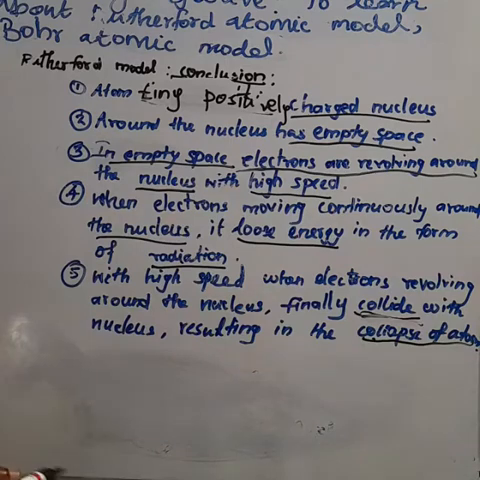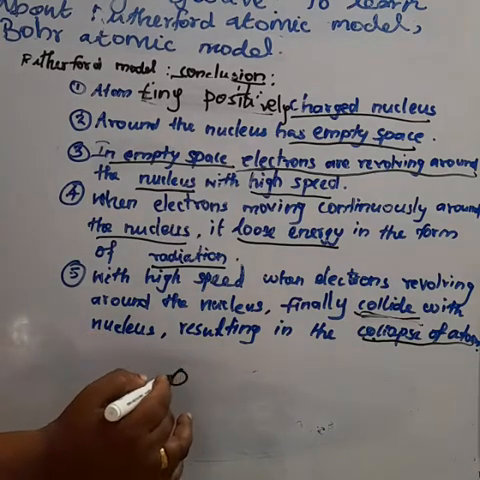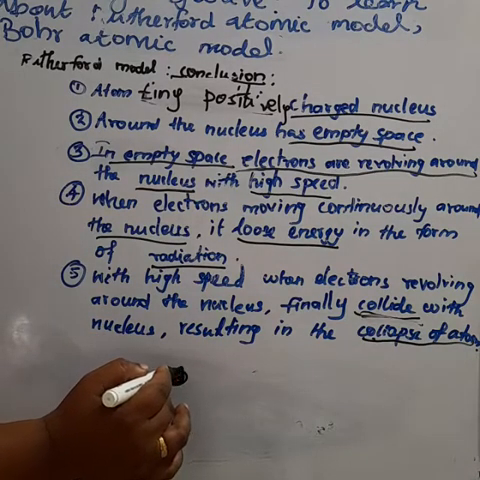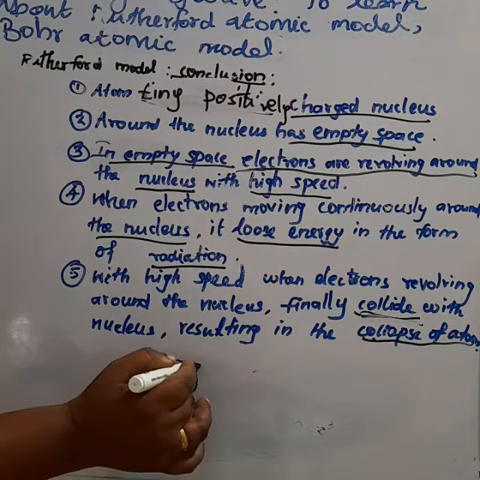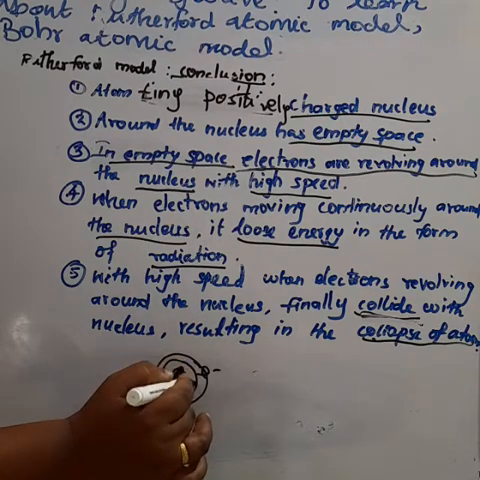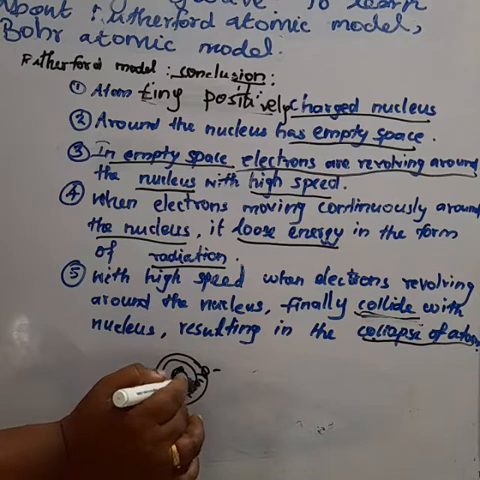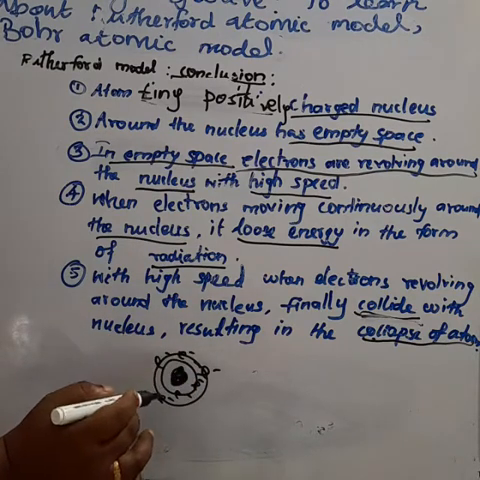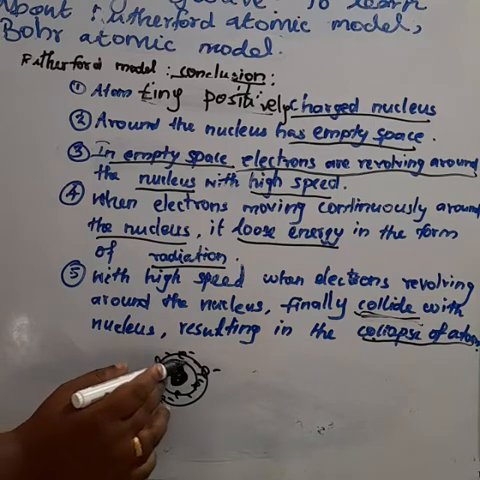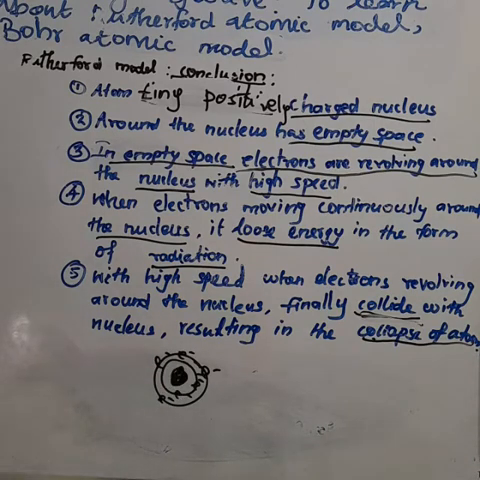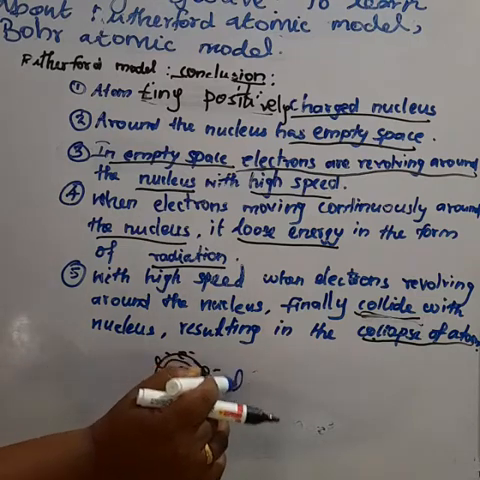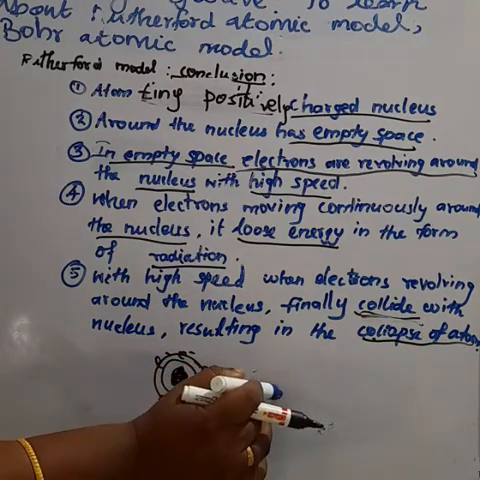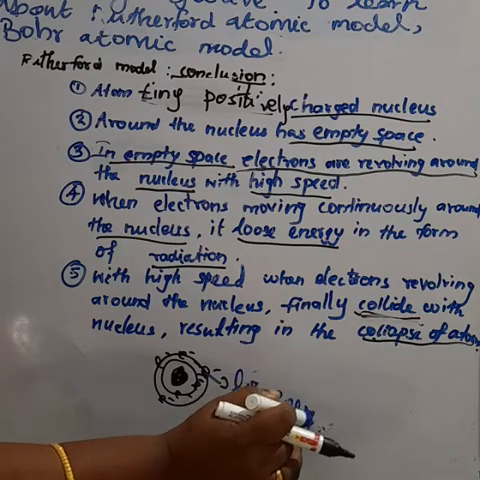This is the nucleus, and these are the orbits. The electrons revolve around the nucleus in the orbit. And when the electrons are revolving, they can lose energy in the form of radiation.